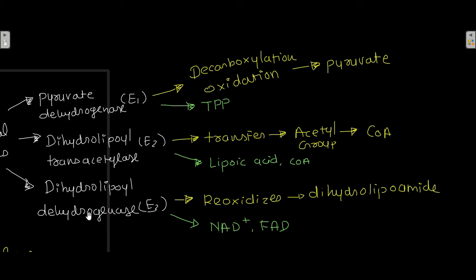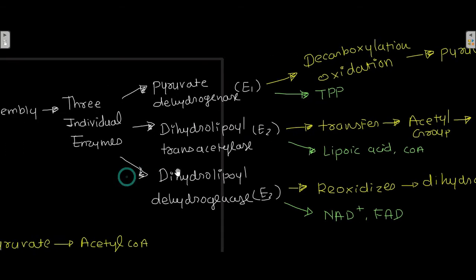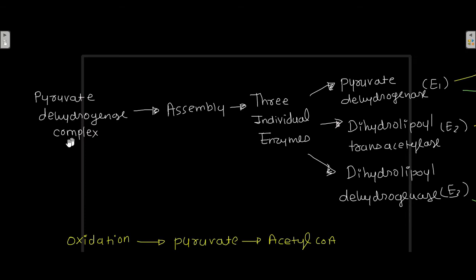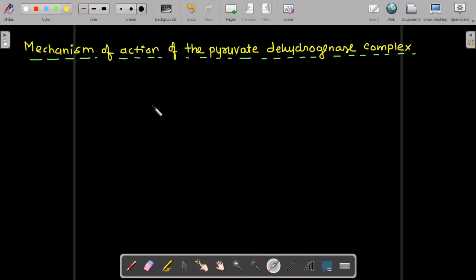And at last we have dihydrolipoyl dehydrogenase, which is represented by E3, and this enzyme reoxidizes dihydrolipoamide, and NAD plus and FAD are acting as the cofactors of dihydrolipoyl dehydrogenase. Okay, so that's the function of the individual enzymes which make up the pyruvate dehydrogenase complex. Now let's see the mechanism of action of the pyruvate dehydrogenase complex.